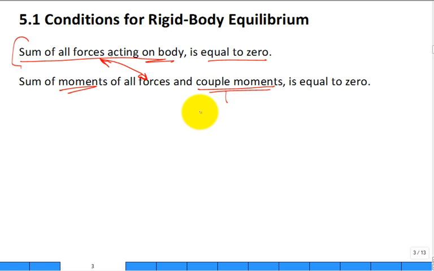These are truly just a tendency to make the object or body rotate. That's a couple moment. How do we generate it? A lot of times we think about having a pair of forces equal and opposite separated by distance d, and then the strength of that couple is the magnitude of the force times the perpendicular separation distance d. All right. Well, the sum of the moments of the forces and the couple moments have to also be equal to 0.